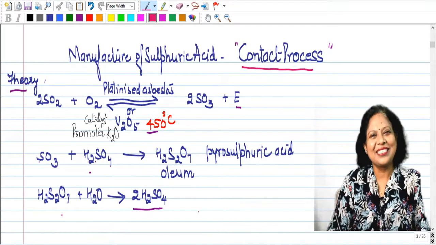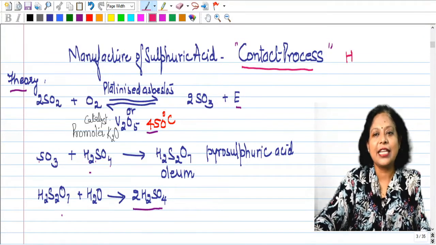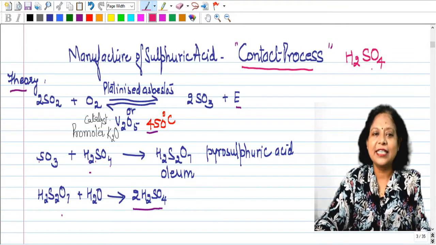Hello students, let's study the contact process. It is a process by which we manufacture sulfuric acid on a large scale. What is the formula for sulfuric acid? It is H2SO4. Right, now let's see how.